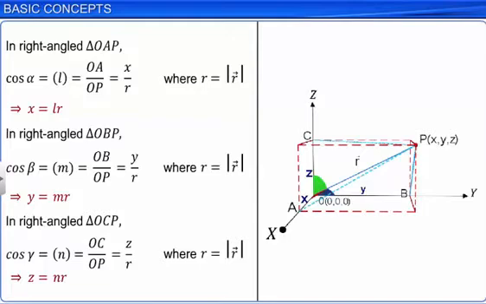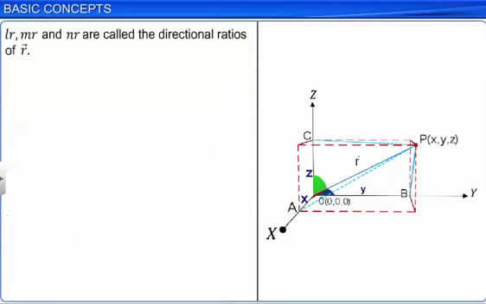The quantities Lr, Mr and Nr, which represent the coordinates of the terminal point of vector r in terms of its direction cosines and magnitude, are called the direction ratios of vector r. By convention, the direction ratios of a vector are denoted by the letters a, b and c as shown.